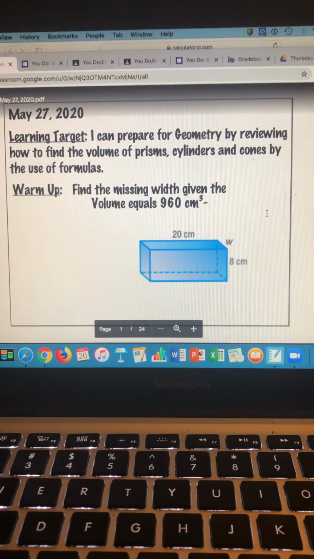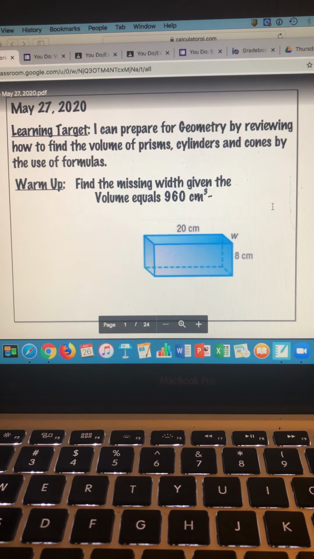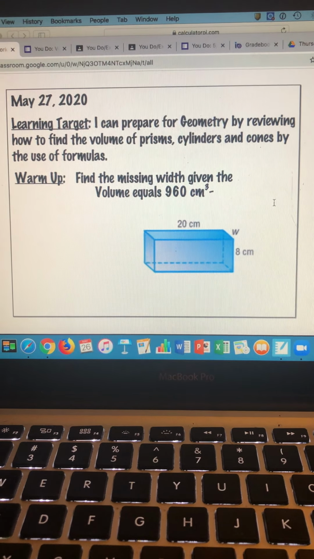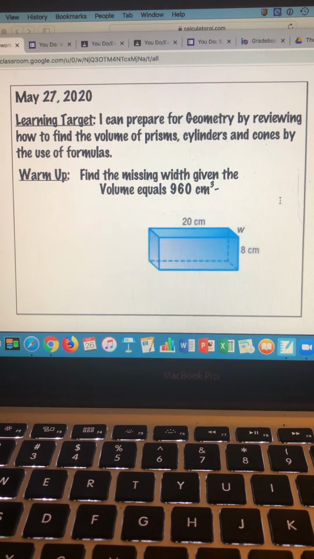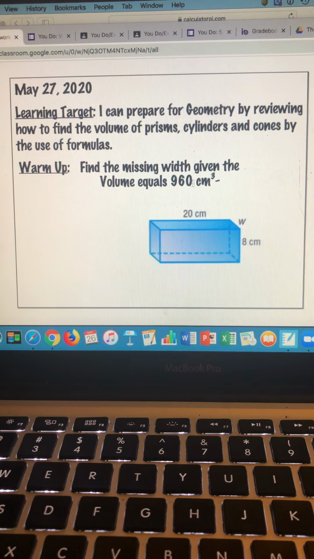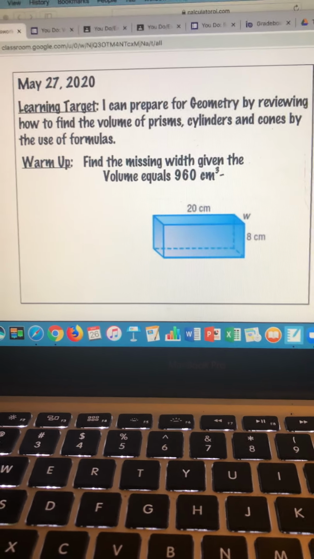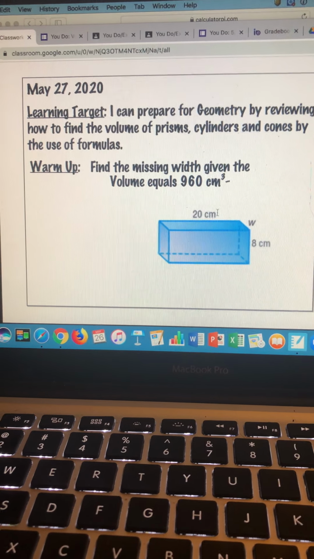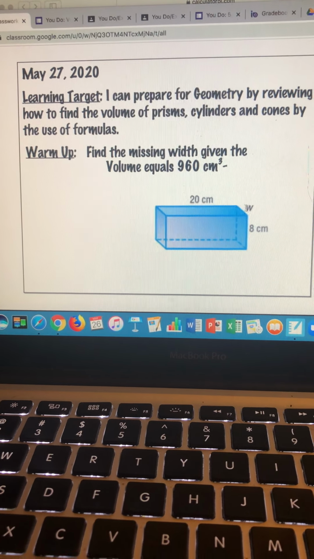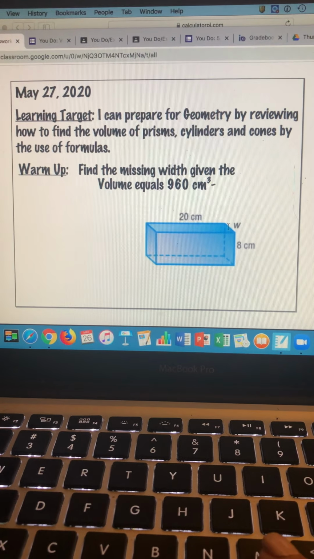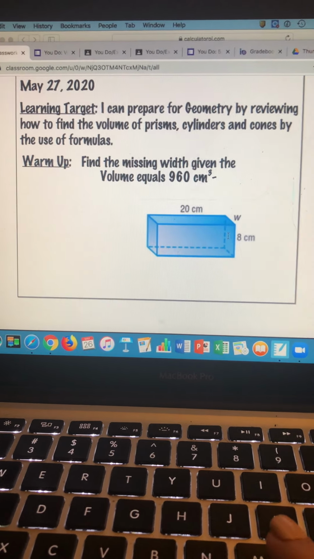Okay, so our learning target is the same. We're still focusing on reviewing and preparing for geometry by finding the volume of different prisms. In our warm-up, we are given the volume of this rectangular prism, and a few other dimensions in the diagram, and it looks like we are missing our width. We focused on finding these dimensions at the end of yesterday's lesson.